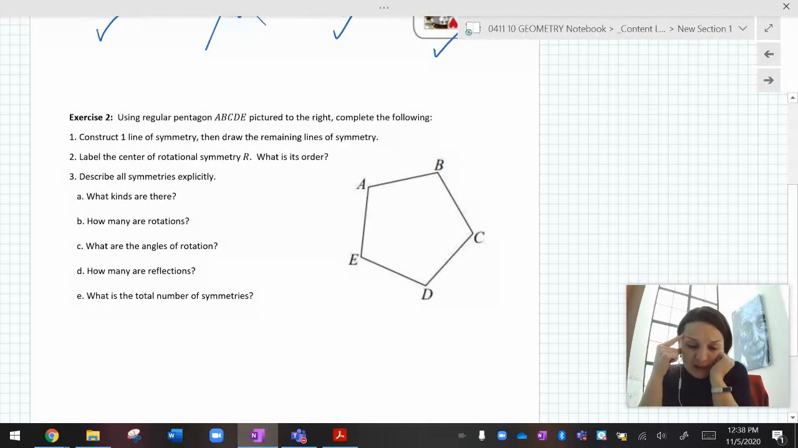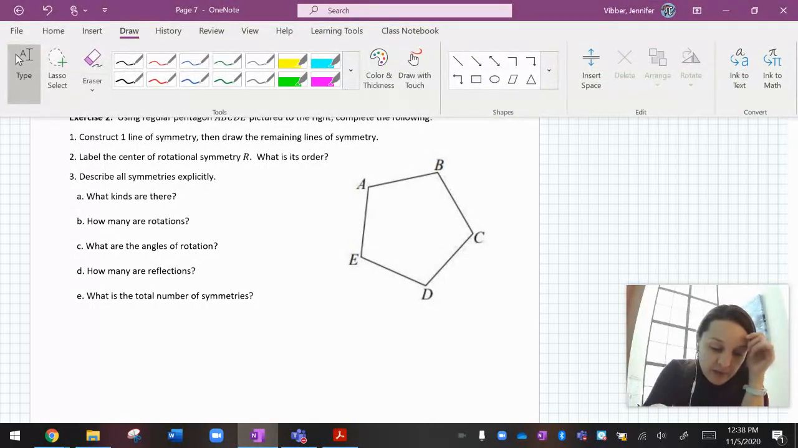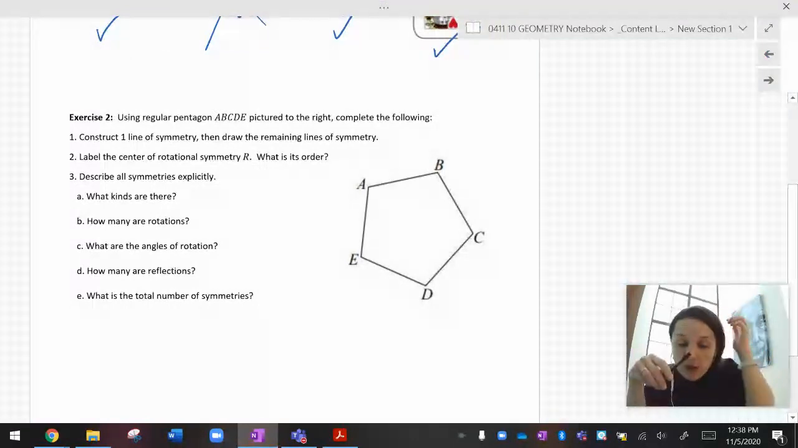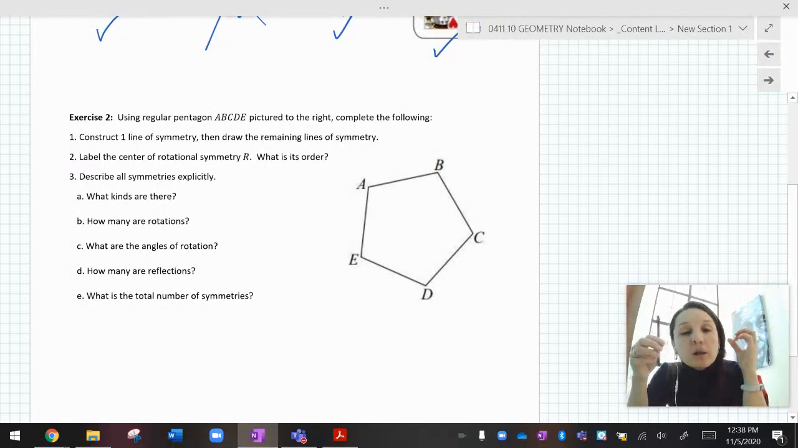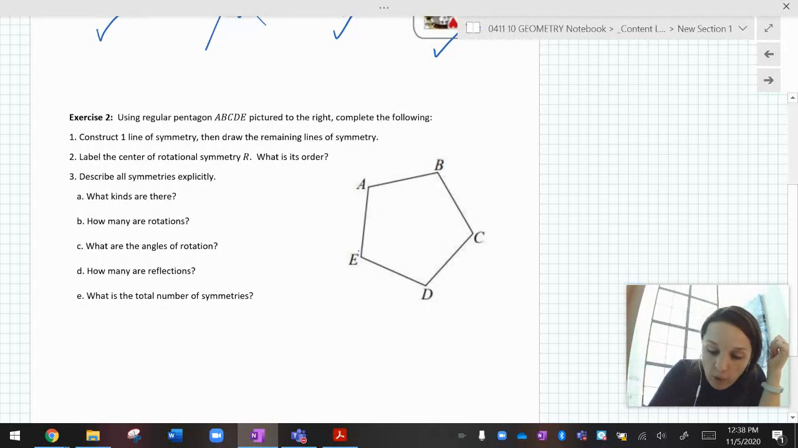All right, we've got a pentagon again, using regular pentagon A, B, C, D, E, pictured to the right. Complete the following. Construct one line of symmetry, then draw the remaining lines of symmetry. When you see the word construct, that's math speak for get out your compass. So if I had to construct a line of symmetry, one of the things we learned is that lines of symmetry are perpendicular bisectors. So I'm going to make the perpendicular bisector of ED.